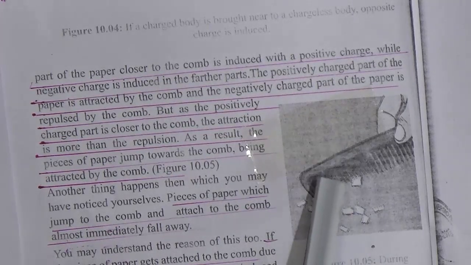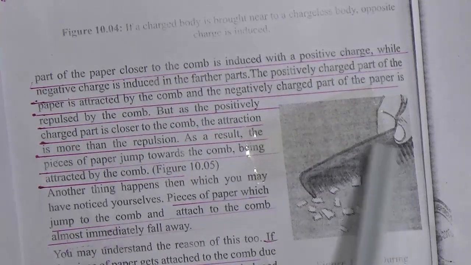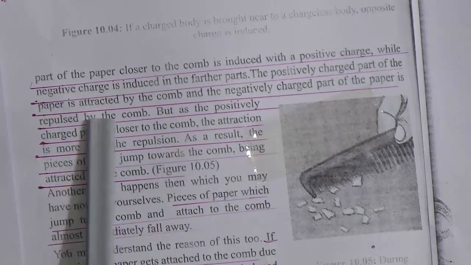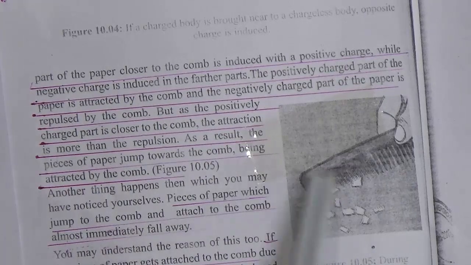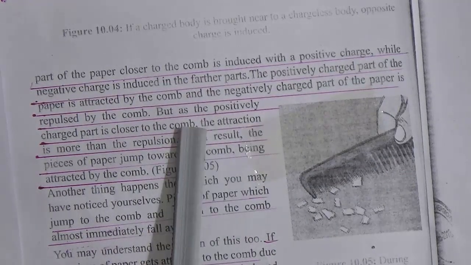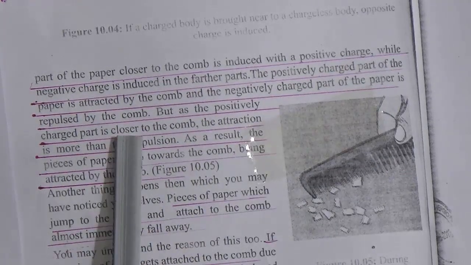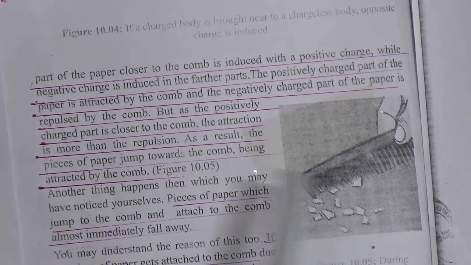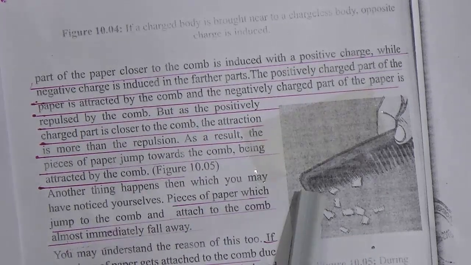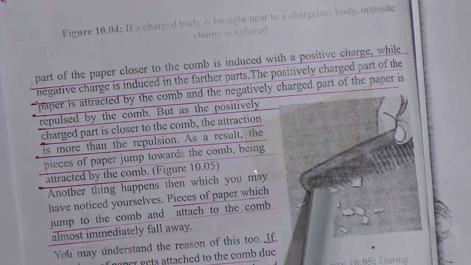While negative charge is induced in the farther parts, the positively charged part of the paper is attracted by the comb and the negatively charged part of the paper is repelled by the comb. But as the positively charged part is closer to the comb, the attraction is more than the repulsion, and as a result the piece of paper jumps towards the comb and is attracted by the comb. See, that is the figure.